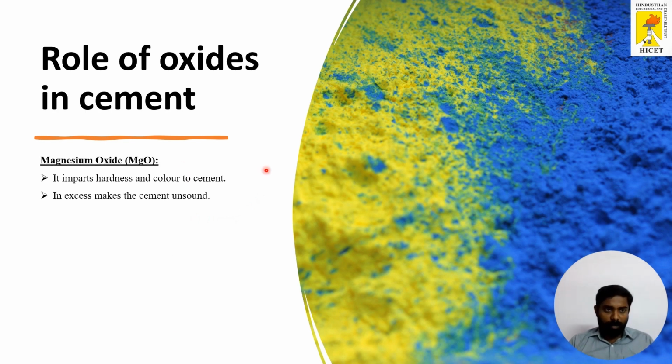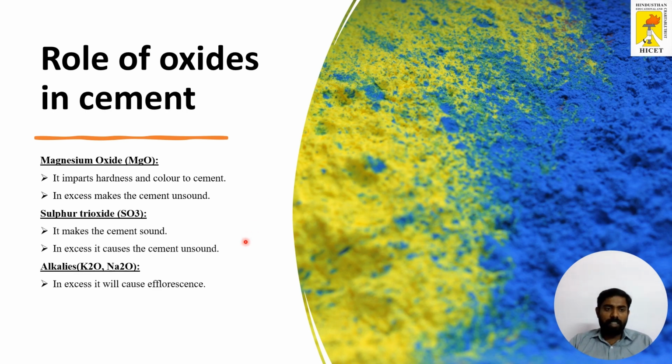Role of oxides in cement, continued. Magnesium oxide imparts hardness and color to the cement, and in excess makes the cement unsound. Sulfur trioxide makes the cement sound, and in excess causes unsoundness. Alkalis in excess cause efflorescence. And calcium sulfate, CaSO4, controls the initial setting time of the cement.